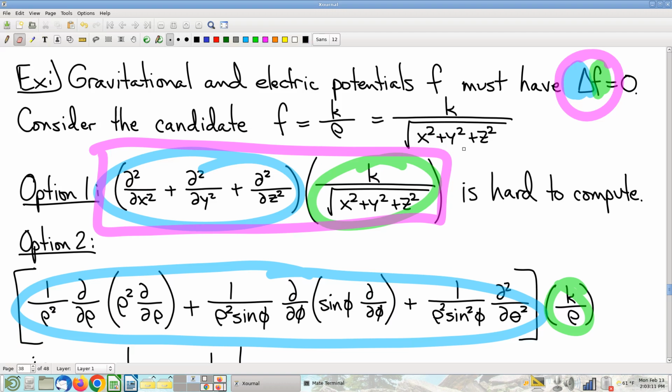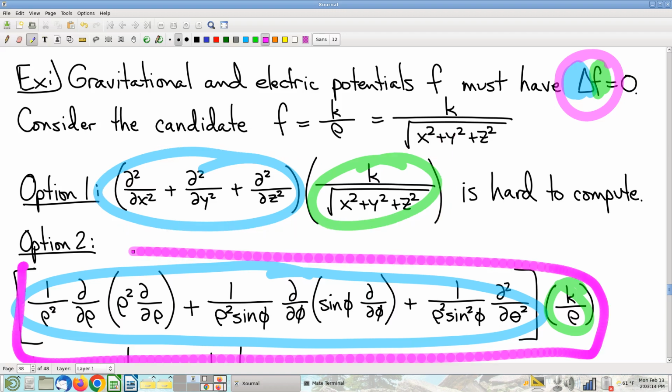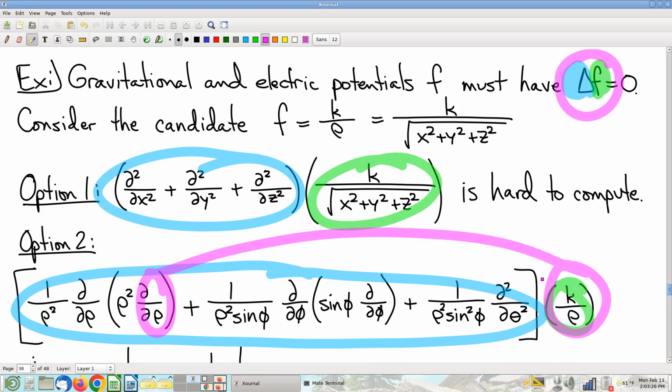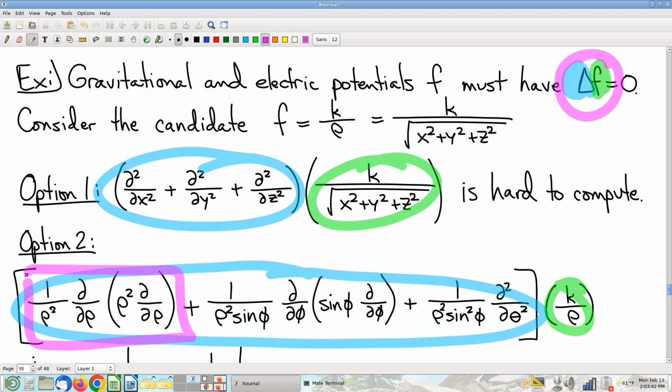All right, here's the other option. I could do this. Can crank this out. Now this looks much worse, doesn't it? But look how easy it actually is. Rho partial of 1 over rho, negative 1 over rho squared, which when I multiply by rho squared gives me a constant, and when I take a derivative of a constant I get 0. So this first term, threatening though it looks to be, that first term is just 0 as it applies to this naturally spherical function.